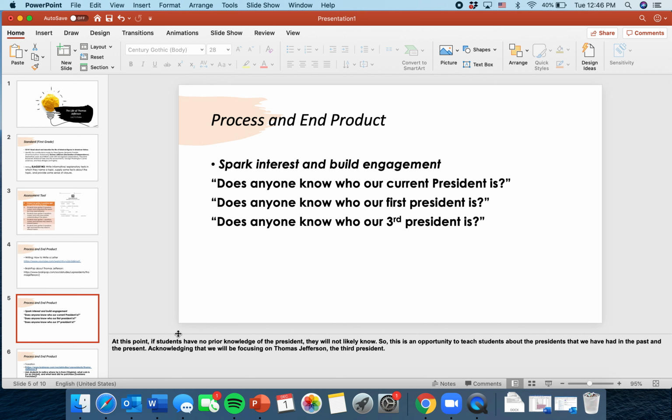And then I'll proceed to ask, does anyone know who our third president is, which is the president that we're focusing on, Thomas Jefferson. So at this point, if students have no prior knowledge of presidents, then this is an opportunity for them to learn. So then they can also learn about the past and the present, the current president.